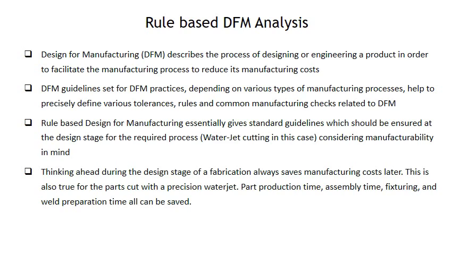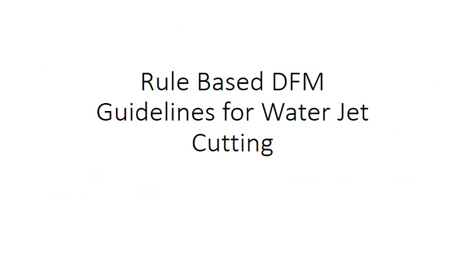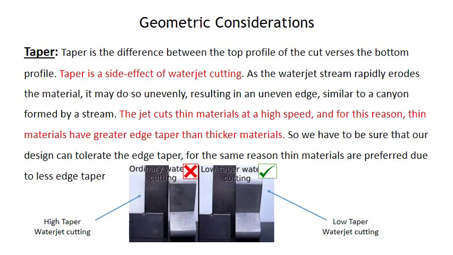Thinking ahead during the design stage of a fabrication always saves manufacturing cost later. This is also true for the parts cut with a precision water jet. Part production time, assembly time, fixturing, and weld preparation time can all be saved if we follow a rule-based design for manufacturing. Now let's look at some rule-based guidelines for water jet cutting.